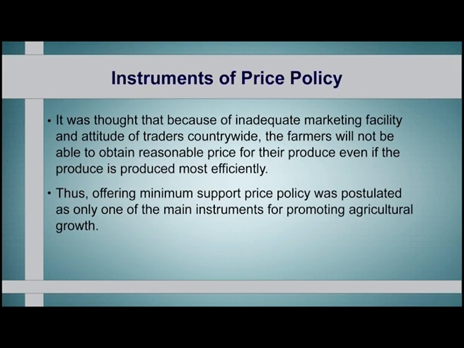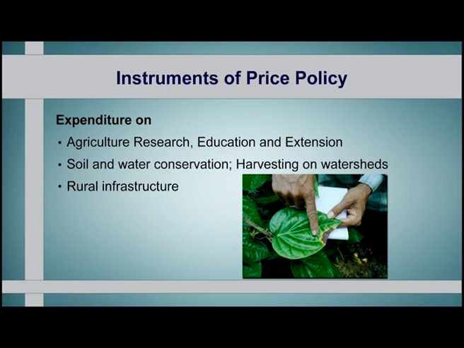It was thought that because of the inadequate marketing facilities and attitude of the traders in the country, the farmers will not be able to obtain reasonable prices for their produce, even if they produce the commodities at the most efficient level. Then I was telling that these are the three important things which are needed definitely for increasing the production in the country besides the price policy, that is agriculture research, education and extension, soil and water conservation, harvesting on watershed program, and then rural infrastructure.